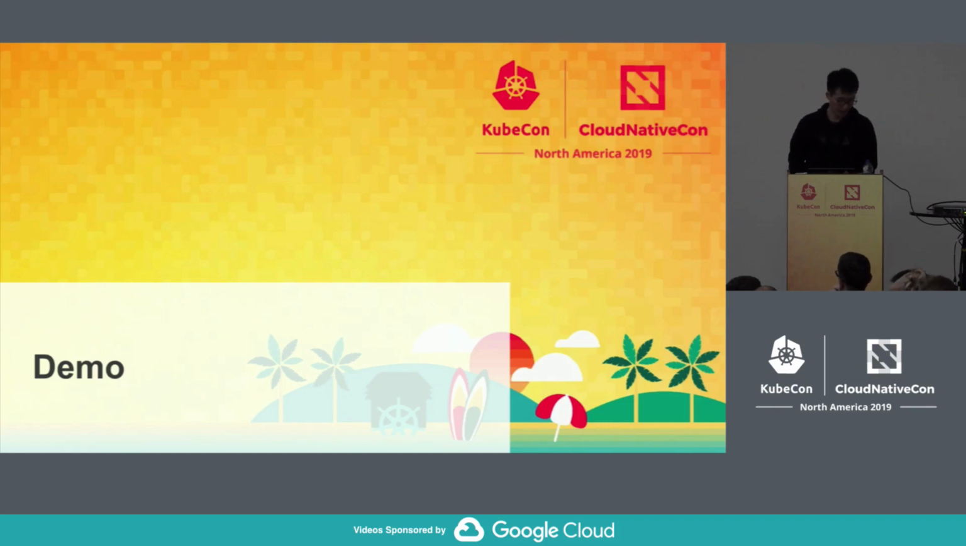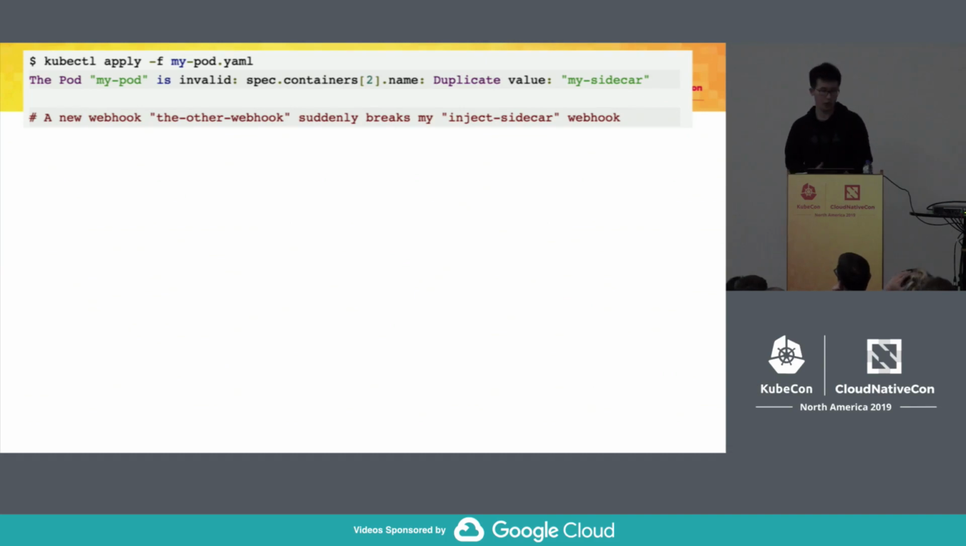Okay, I will give a quick demo about how to debug a misconfigured admission webhook using the audit log. The demo is pretty simple, so I just captured some screenshots. Say I was developing an admission webhook in my cluster, and I was happy. All of a sudden, the cluster breaks. I cannot apply the pod anymore. The API server just responded with, my pod is invalid. It tells me that there's a duplicate value my-sidecar in the container list. So basically, this is a duplicate name in the list of containers.